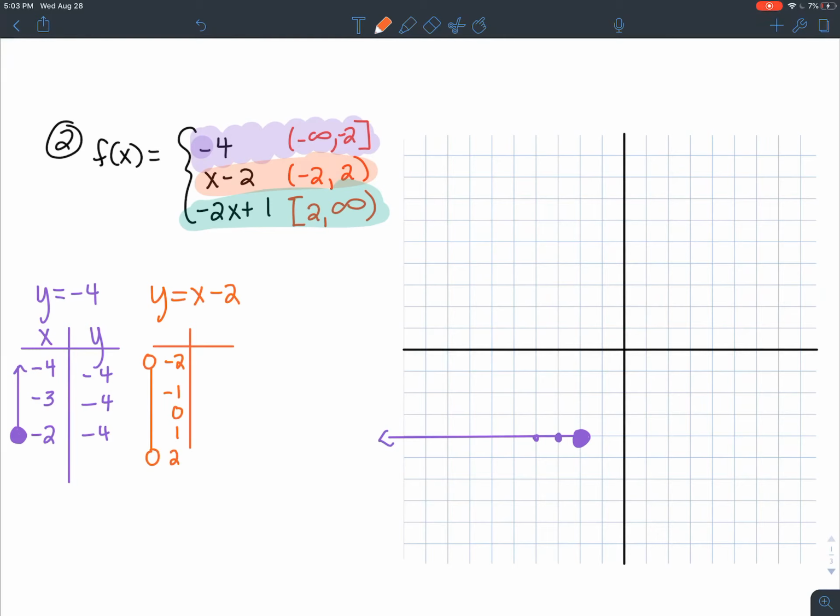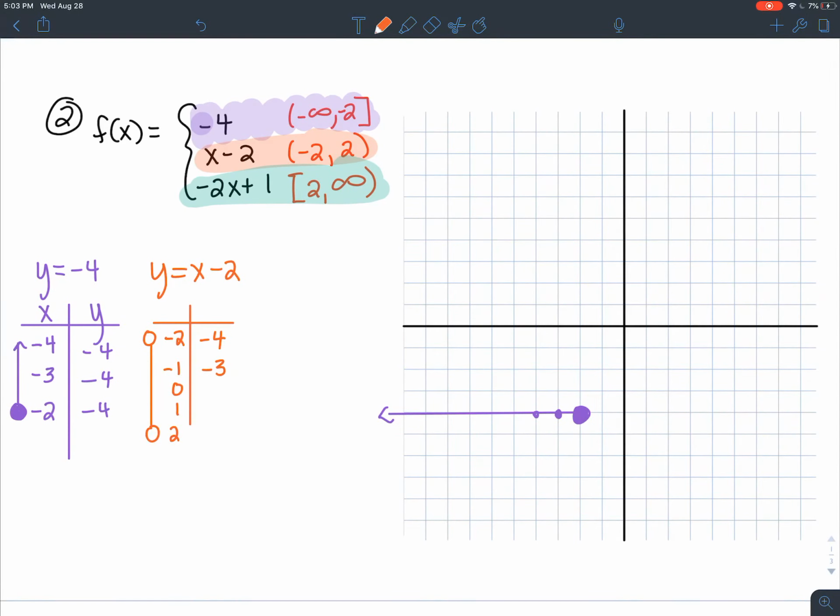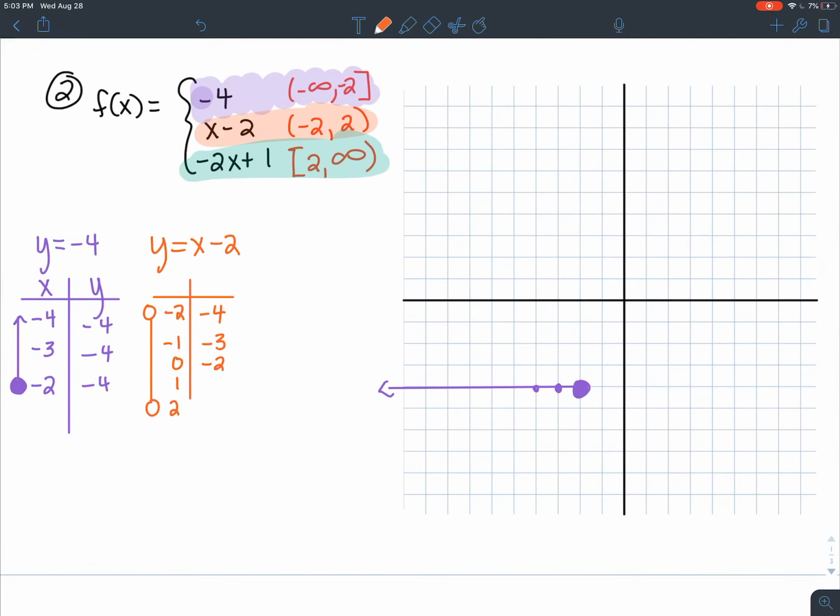All right, so when I plug that in, I get negative 4, and then negative 1 minus 2 is negative 3, 0 minus 2 is negative 2, 1 minus 2 is negative 1, 2 minus 2 is 0. All right, so now I'm going to go graph this. Negative 2, negative 4. Oh, look, there's already a solid circle, so it's just going to stay solid. You don't need to indicate anything, that's just already filled. It's the same spot. Negative 1, negative 3, 0, negative 2, 1, negative 1, and 2, 0.